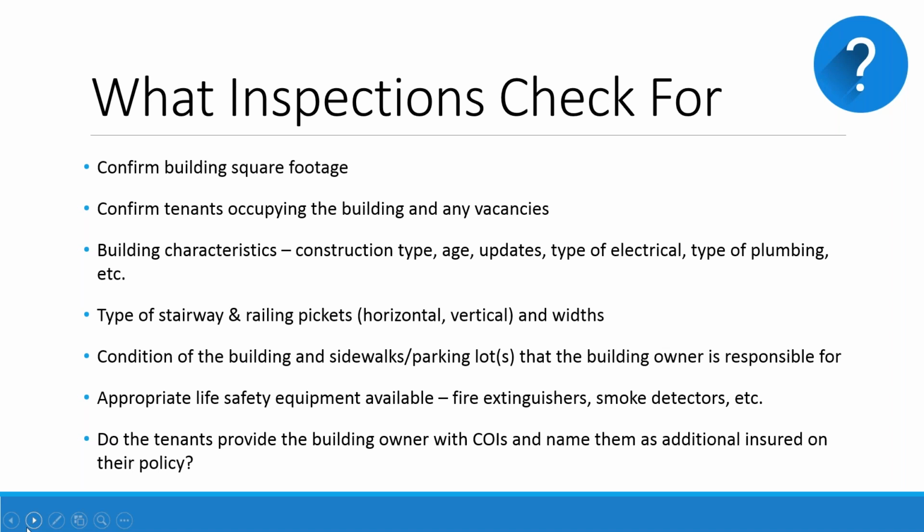So those are important things to be on the lookout for, because that's definitely things that are going to be checked in an inspection.